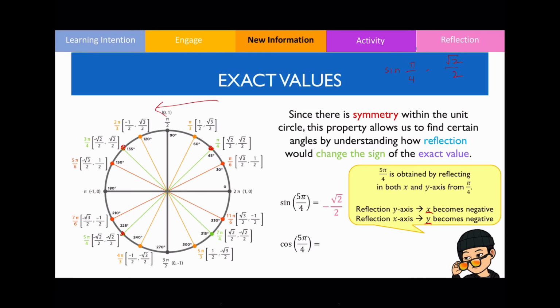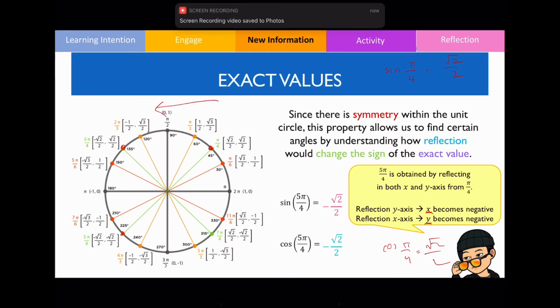And since your x value also becomes negative, then the answer for this one will also become negative root 2 on 2, because cos pi on 4 is equal to root 2 on 2, and all I did was just chuck a negative sign over here. Now, this explanation may or may not make sense to some of you, so there is another way of answering this question.